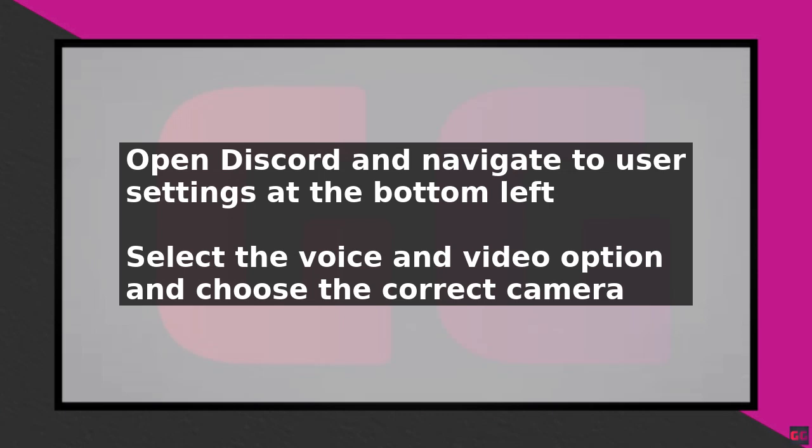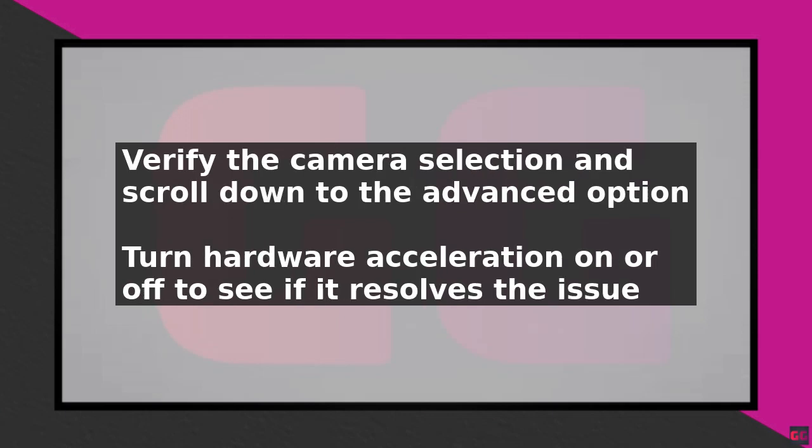This may be an integrated camera or an external one, depending on your device. If an incorrect camera, such as a virtual one, is selected, this could be causing the issue. After verifying the camera selection, scroll down further and click on Advanced. If hardware acceleration is turned off, turn it on, which will prompt Discord to restart automatically. Conversely, if it's already enabled, try turning it off to see if this resolves the issue.